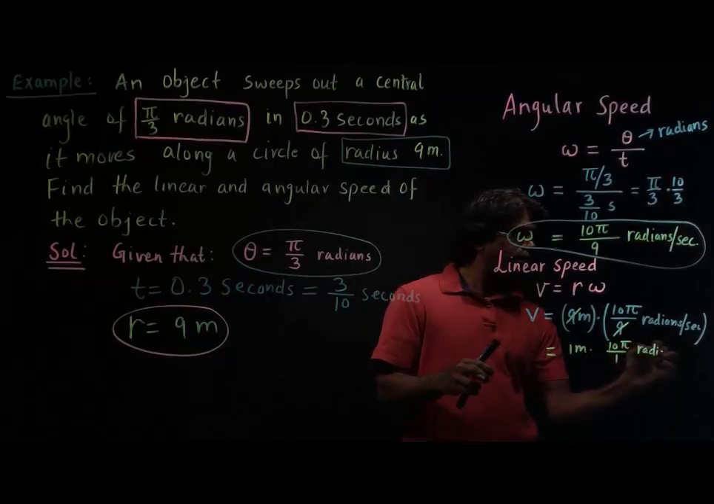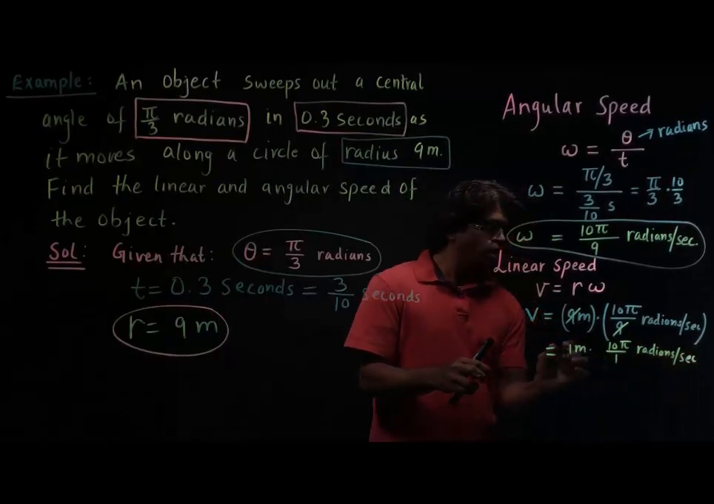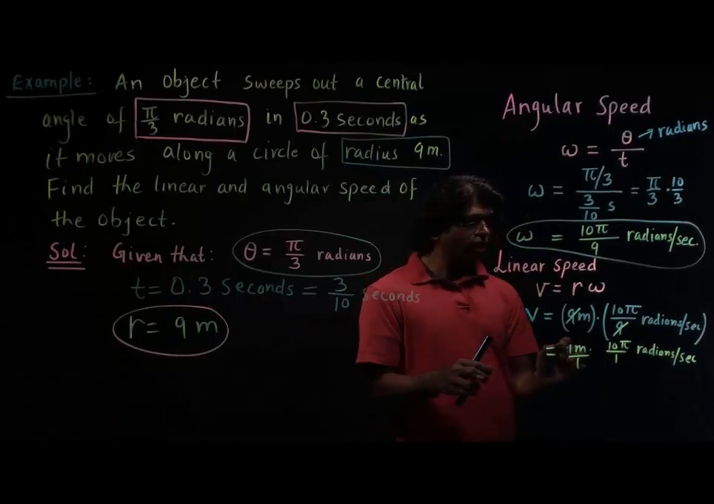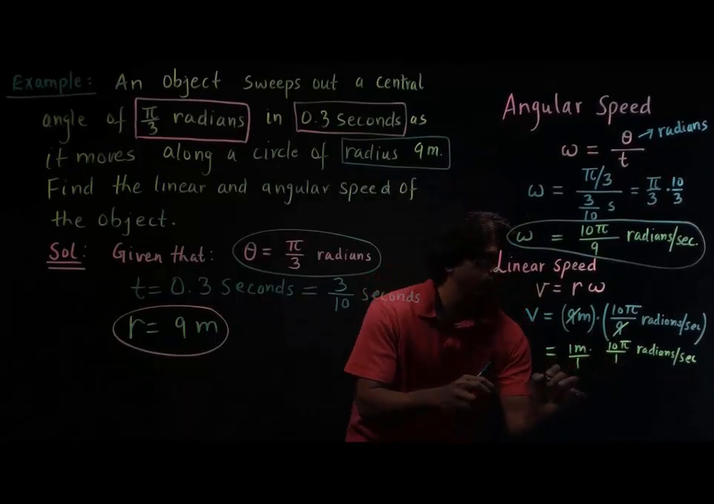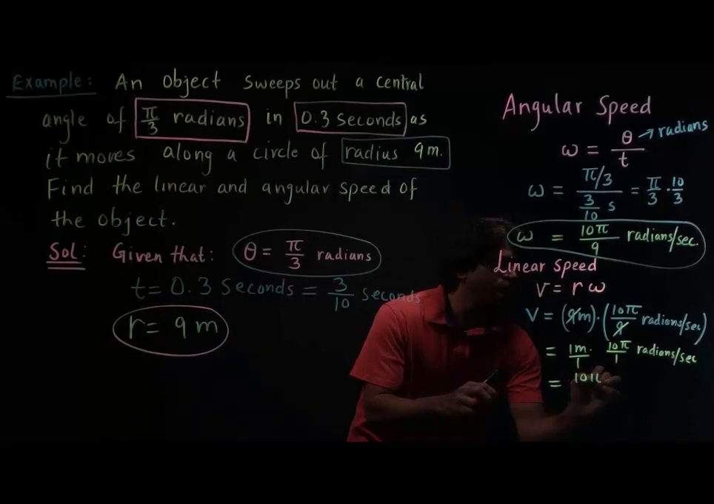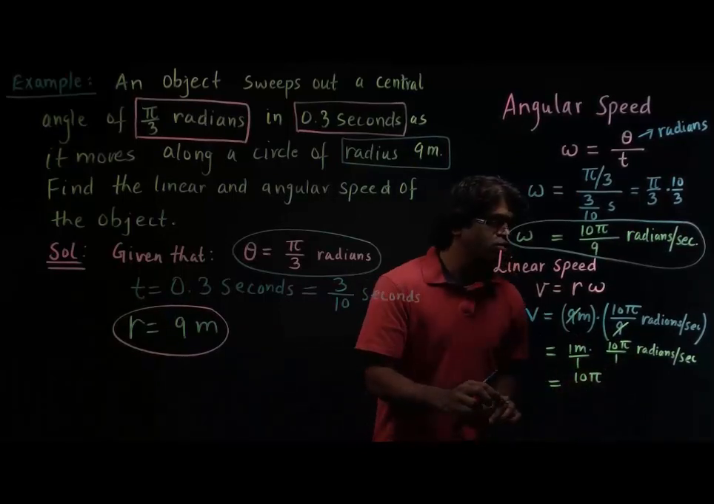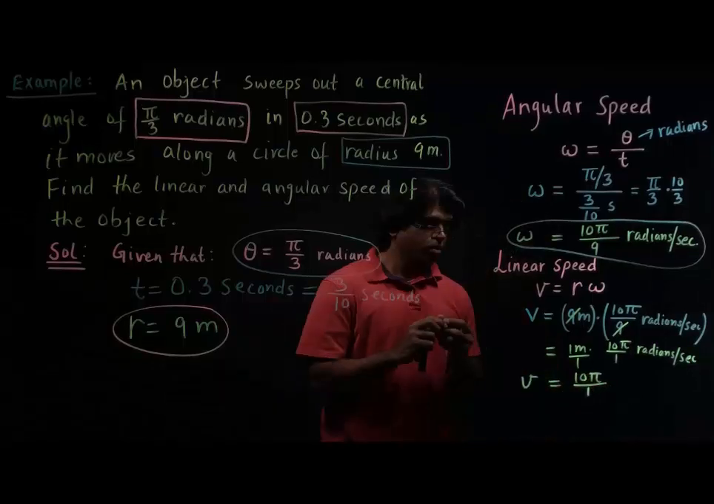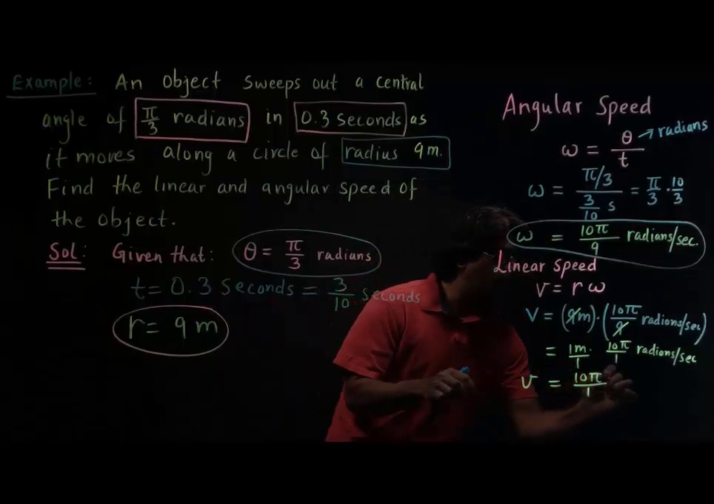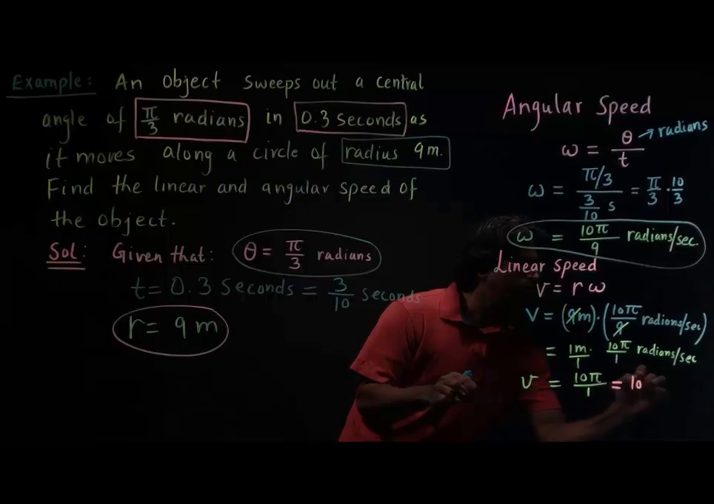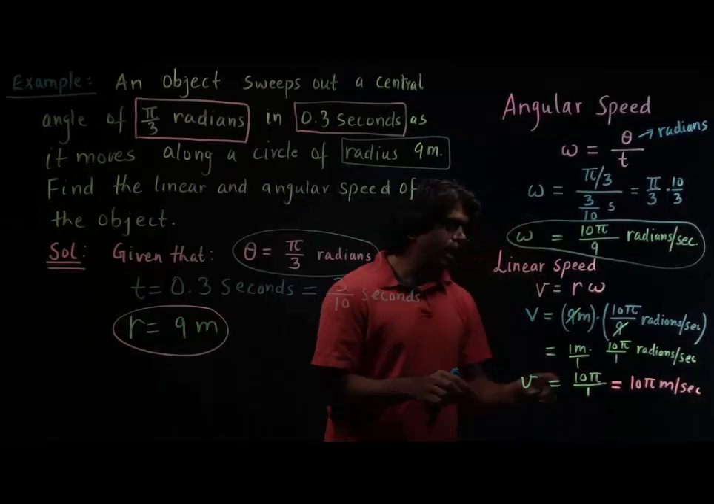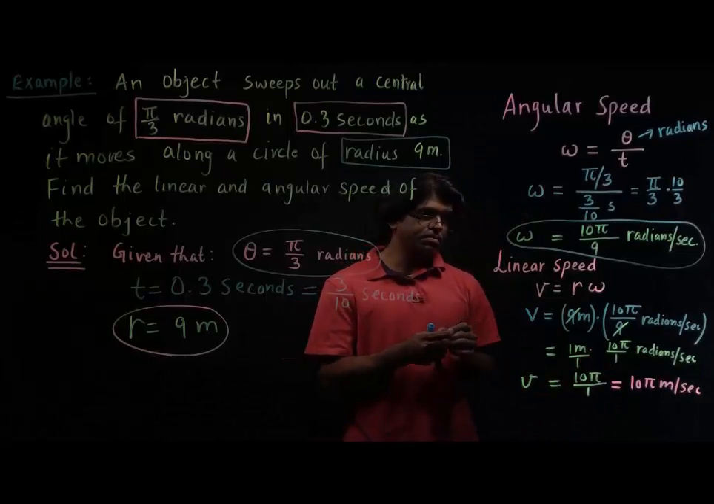So 1 meter is basically 1 meter over 1. 1 times 10 pi is 10 pi, and 1 times 1 is 1. So I have 10 pi over 1, which is basically 10 pi meters per second. And this is my linear speed.